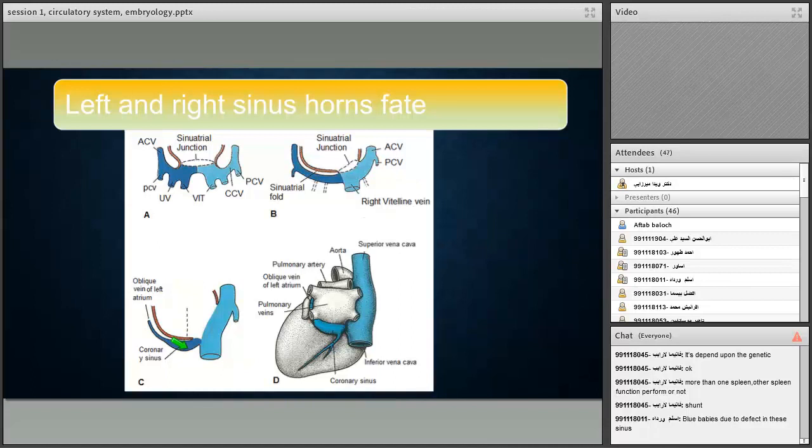The right sinus horn and veins are also enlarged greatly. Can you see? Look at here. They are making enlargement on the right side. The right horn formed the only communication between the original sinus venosus and the atrium. Now we can see the sinoatrial junction is just between the right horn and the atrium, not the left side.